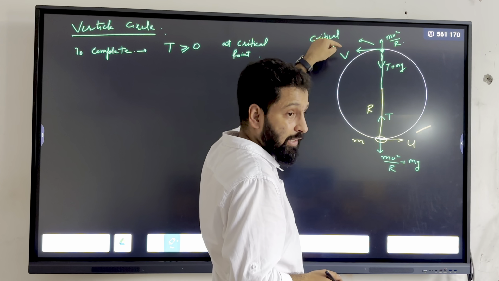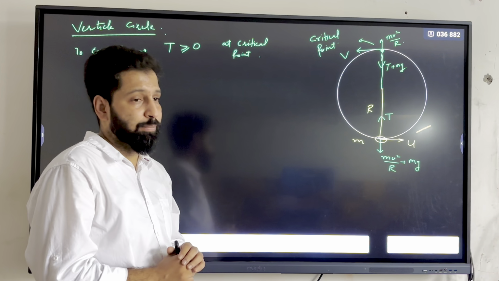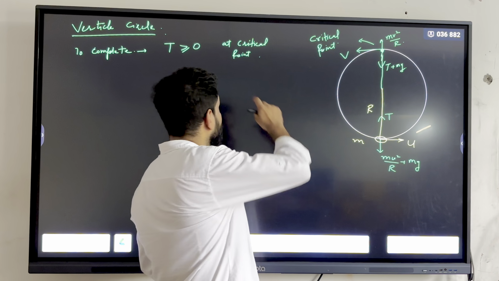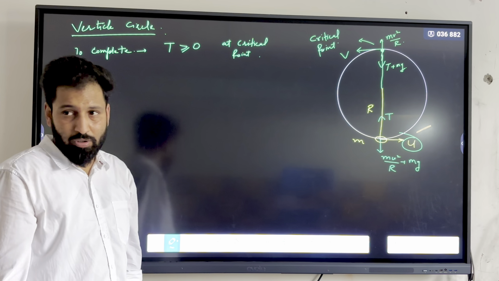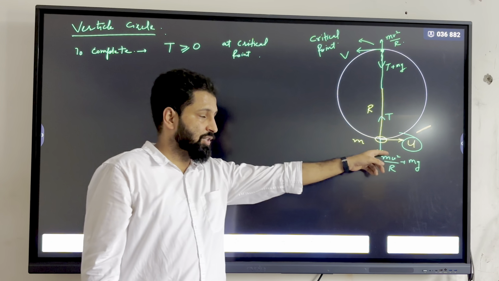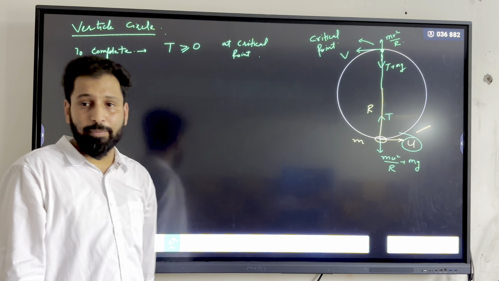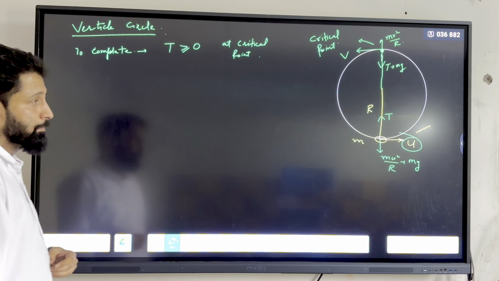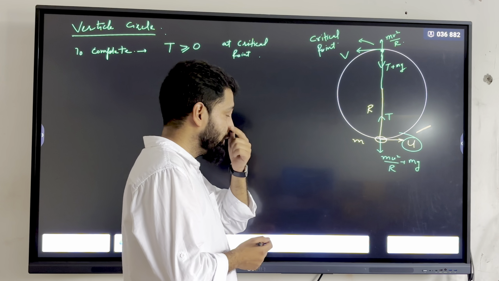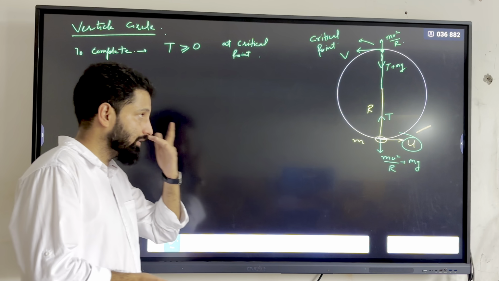So this is the condition that the body should have, that the tension at this point should be greater or equal to 0. If this happens, then the body will complete its circle. So for this to happen, we have to find u. We have to find the minimum value of u for this body at this position such that it completes a vertical circle of radius r. Okay, let's start now. As we have already discussed our work energy theorem, there we find that the work done by all the forces is equal to the change in kinetic energy. Let's start our topic now.